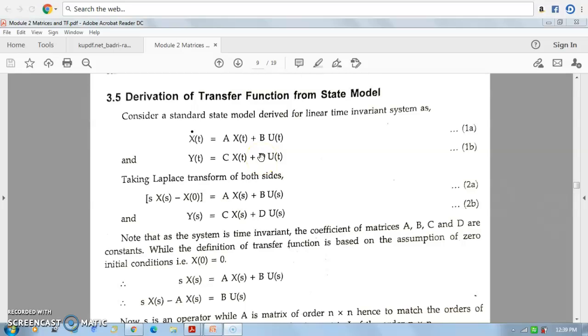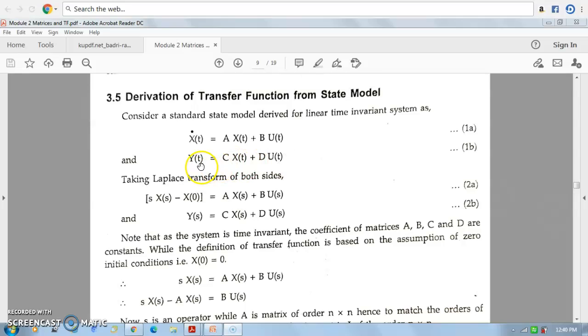See here, what is the transfer function definition? Transfer function means output by input, right? Output divided by input, where our output is y and input is u. So transfer function is equal to y divided by u. So derive the transfer function from this, that is y divided by u. Whatever you get is the transfer function of the state model.